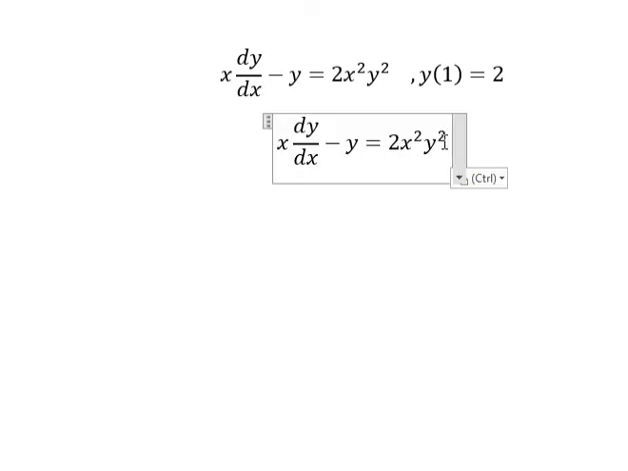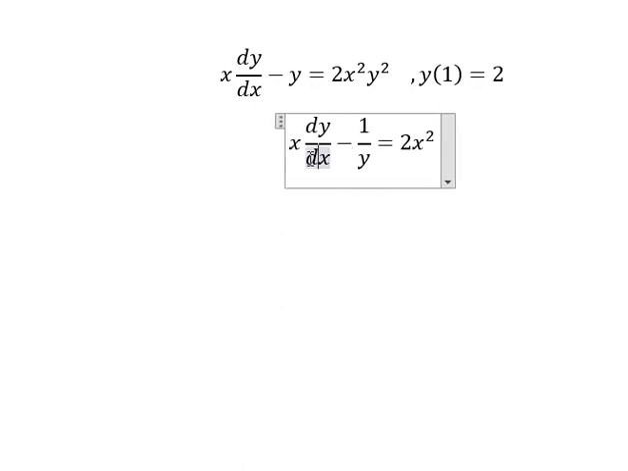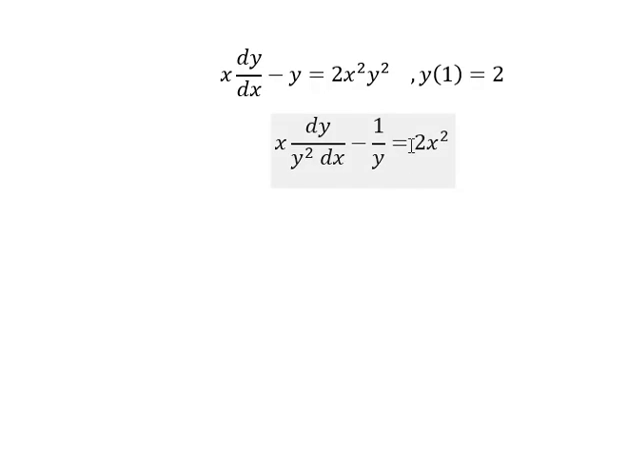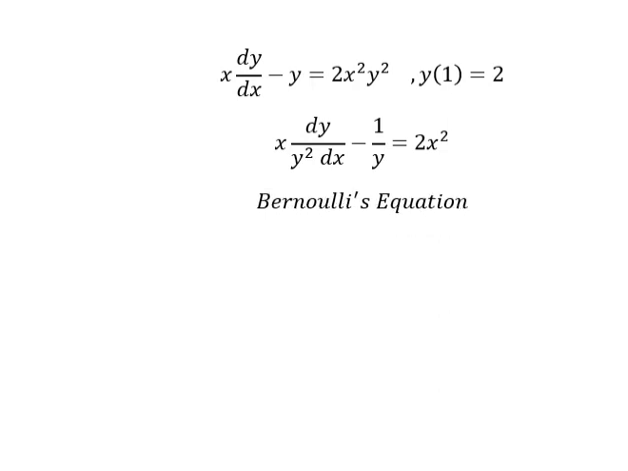We need to divide both sides by y squared. Next, we have 1 over y dy over y squared dx. This is about Bernoulli's equation. So I will put v equals negative 1 over y.